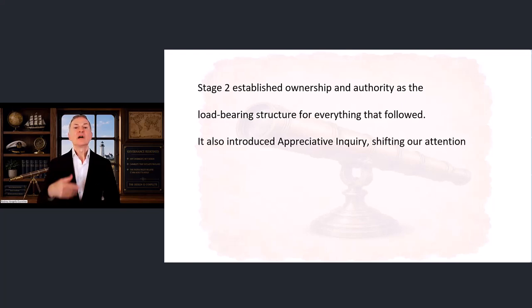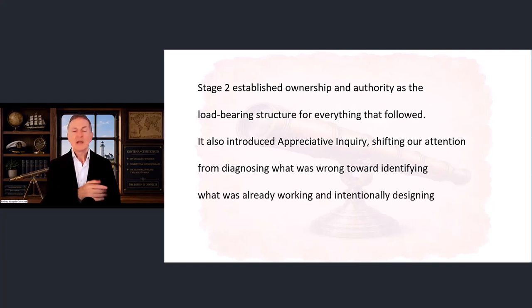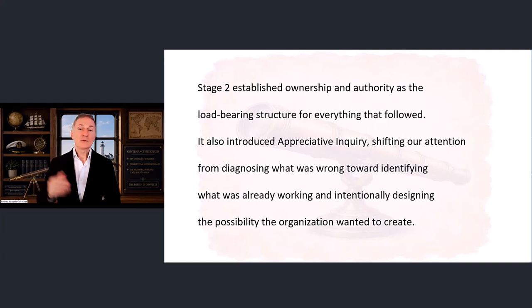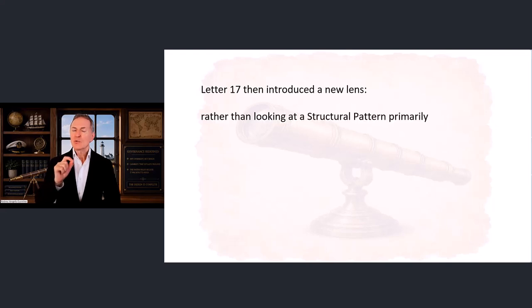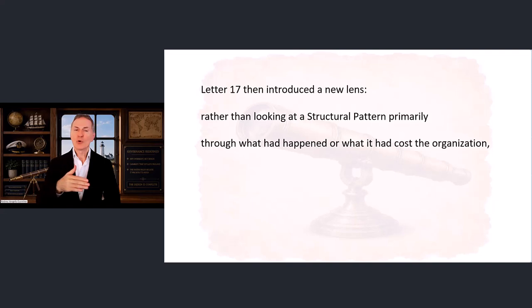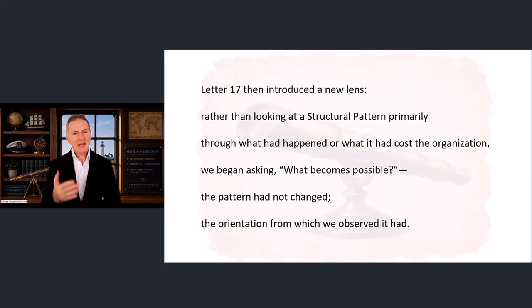It also introduced appreciative inquiry, shifting our attention from diagnosing what was wrong toward identifying what was already working and intentionally designing the possibility the organization wanted to create. Letter 17 then introduced a new lens. Rather than looking at a structural pattern primarily through what had happened or what it had cost the organization, we began asking, what becomes possible? The pattern had not changed. The orientation from which we observed it had.